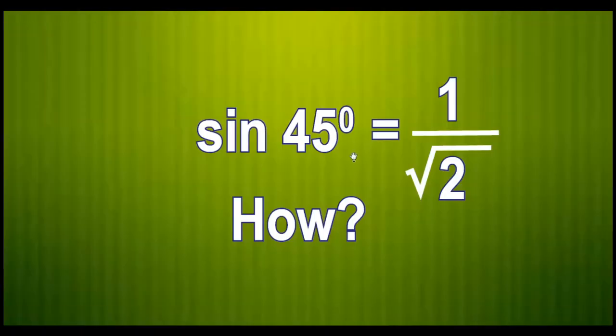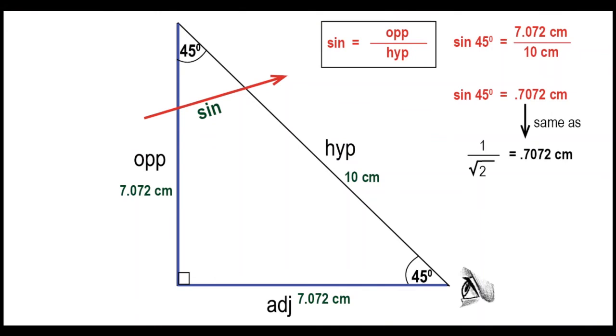Sine 45 degree is equal to 1 by root 2. How did we get this? When hypotenuse is 10 centimeter and the angles are 45 degree on both corners, then opposite and adjacent measures 7.072 centimeter. This you can check by yourself drawing it on a paper.